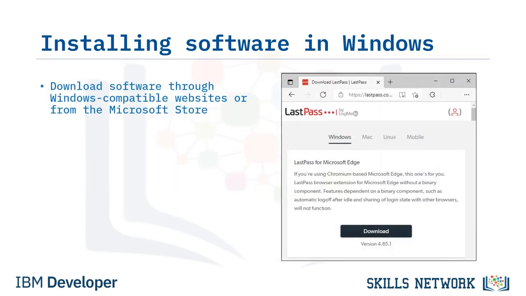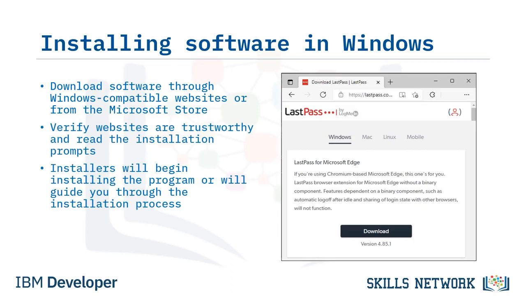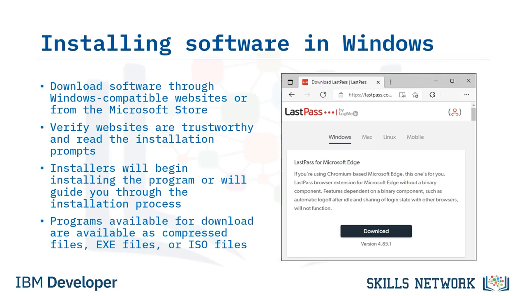You can also download and install software for Windows. Software downloads are available through Windows-compatible websites or from the Microsoft Store. When installing software from a website, be sure to verify that the site is trustworthy and read installation prompts. Do not install any software from a site that looks suspicious. Many installers, when started, will automatically begin installing the program or will guide you through the installation process. And programs available for download are available as compressed files, EXE files, or ISO files.